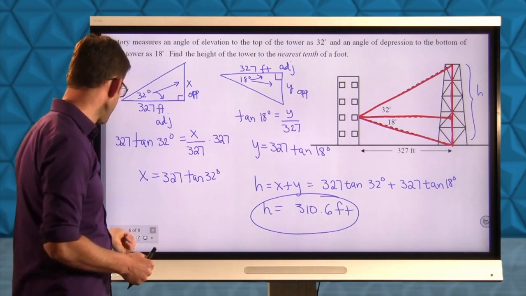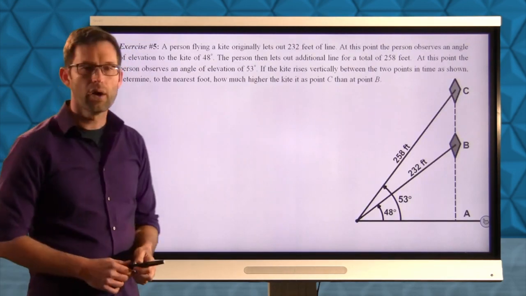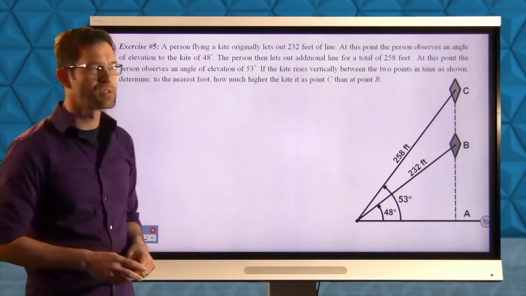All right, let's do it. Last one. Here we go, we got a kite. All right, let's take a look at what's going on here.